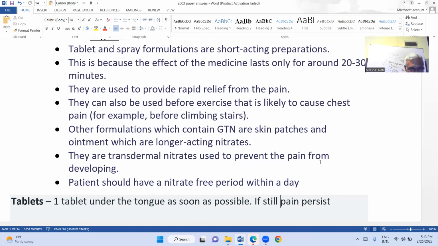Because the sensitivity to the drug will disappear. That means the patient becomes tolerant. That is called tolerance. The patient can develop tolerance. Patient gets used to the drug.